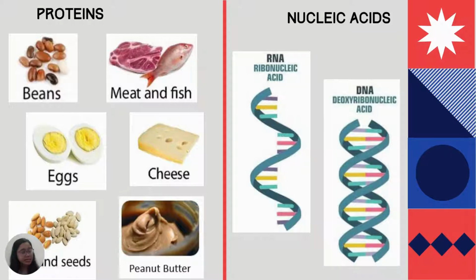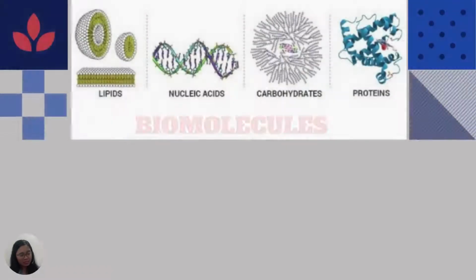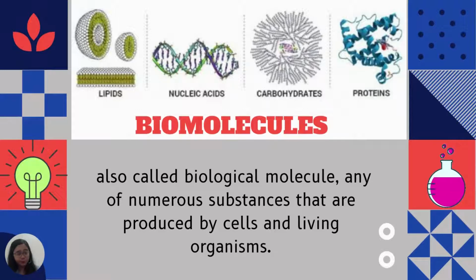Okay, so very good, guys, in classifying the different samples of food into the 4 major categories of biomolecules. Let's again describe what a biomolecule is. Biomolecules are also called biological molecules. They are any numerous substances that are produced by cells and living organisms. Remember, organisms are composed of different types of molecules. They also depend on these molecules for growth and survival. These molecules are referred to as biomolecules.